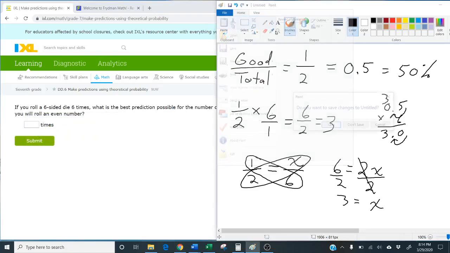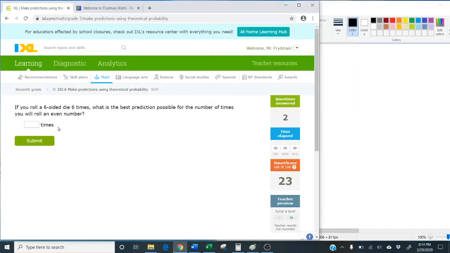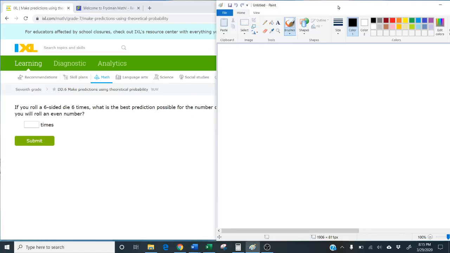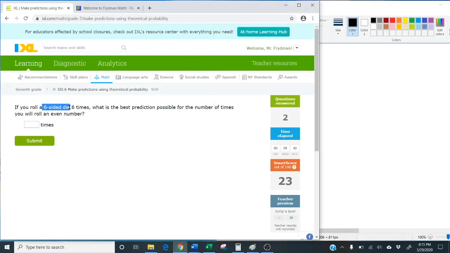All right, let's try another one here. If you roll a 6-sided die 6 times, what is the best prediction possible for the number of times you will roll an even number? All right, so again, we're going to start out by trying to find the probability of getting an even number. Now, before we do that, we need to think to ourselves, what are the numbers on a six-sided die?